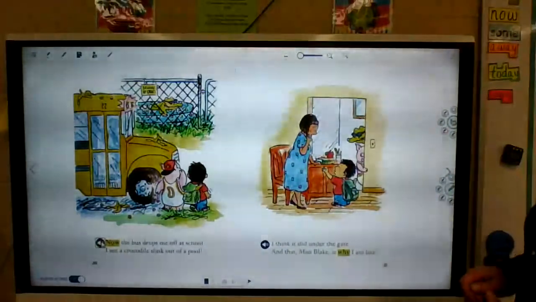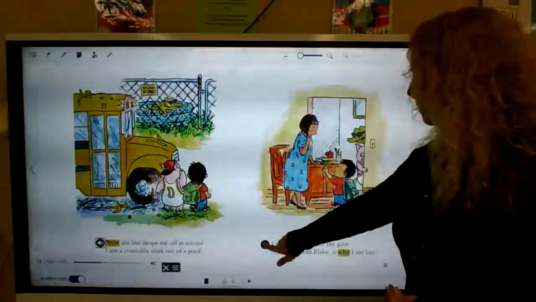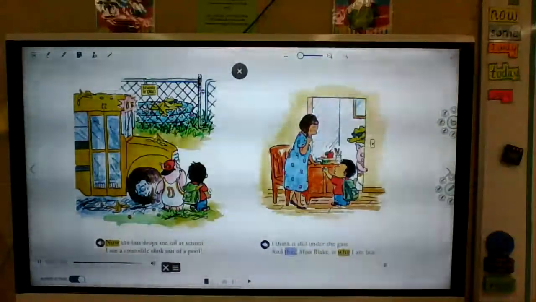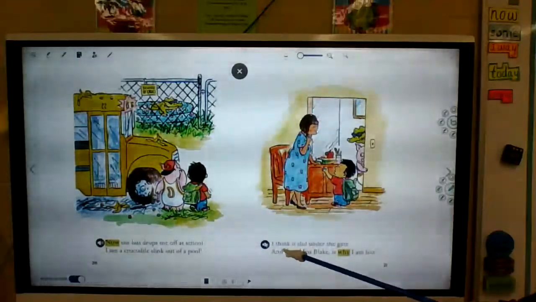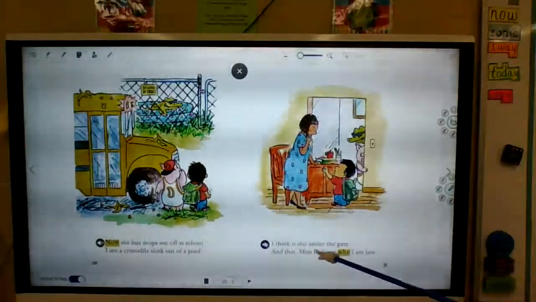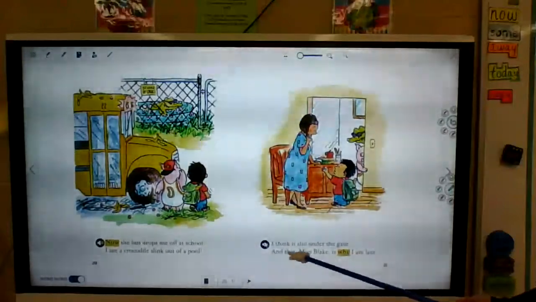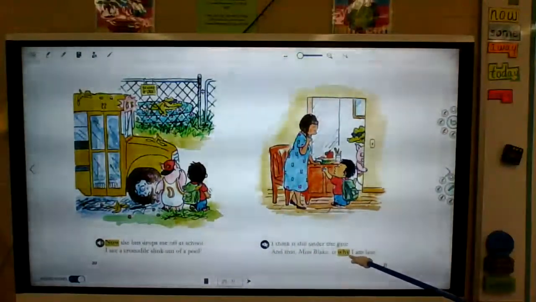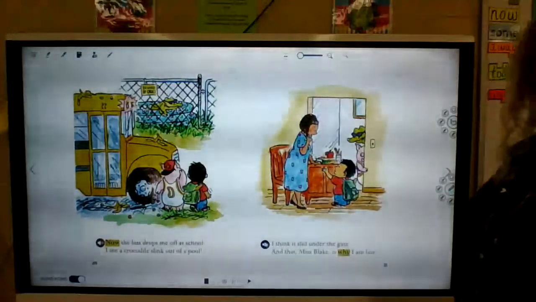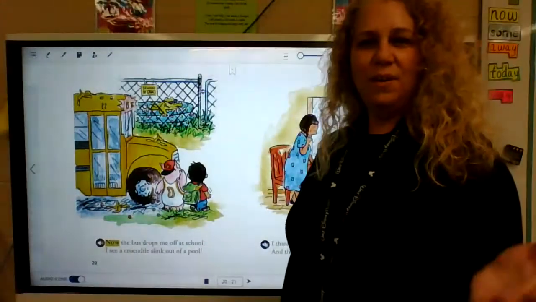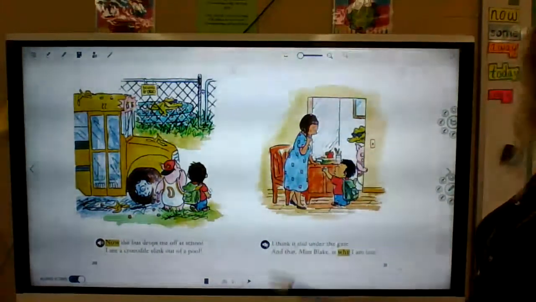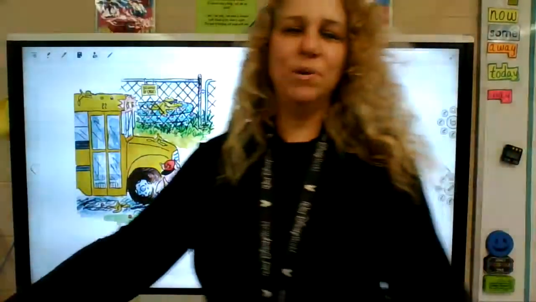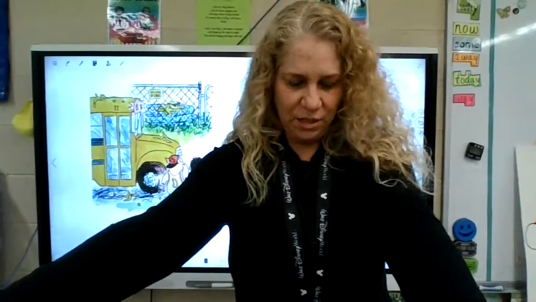Let's see what the last page says. I think it slid under the gate, and that, Miss Blake, is why I am late. So, is that true? Well, look. They're standing there looking. Because this book is a fantasy, right? So it's not real. But that's what happened in the story.